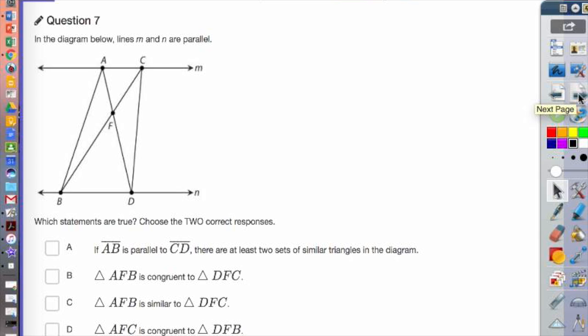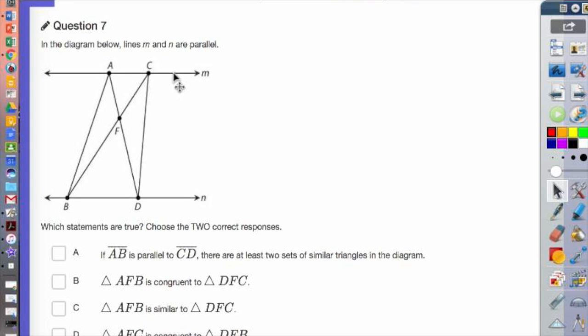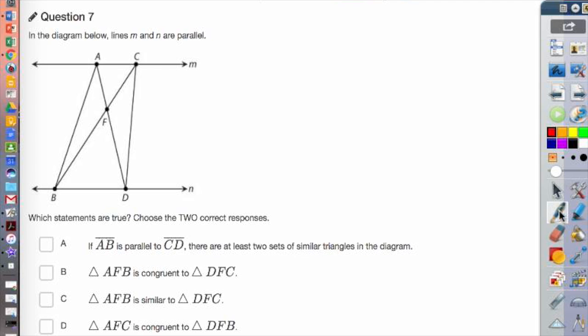Problem 7. Okay, we have a diagram here. Lines M and N are parallel. I told you before in the study guide, I said, if they say something's parallel, mark them. Mark this one parallel to this one. They don't say anything about this line here being parallel to this line. But we do know that this transversal line is crossing 2 parallel lines. So this line's parallel to this.